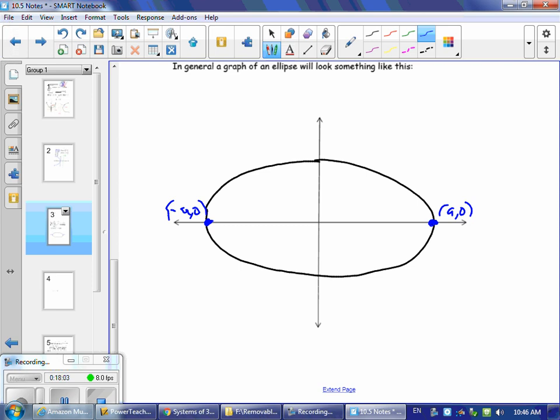The vertices on the major axis, being the longer axis, are going to be given as a, 0 and negative a, 0. And then the minor axis, 0, b and 0, negative b. And then we have the foci, which are located someplace within the ellipse. May not be exactly equidistant from the origin to the vertices. It's probably not, as a matter of fact. But the idea is, first of all, this is negative c, 0. This one is c, 0.